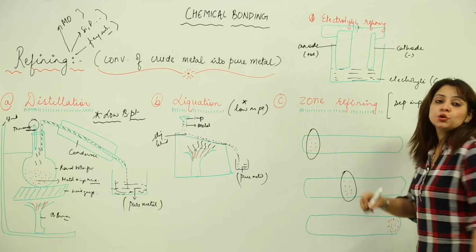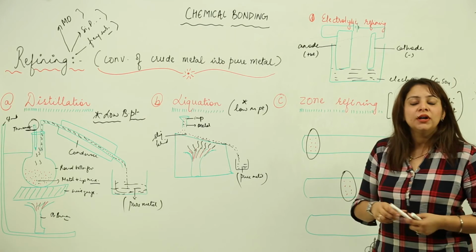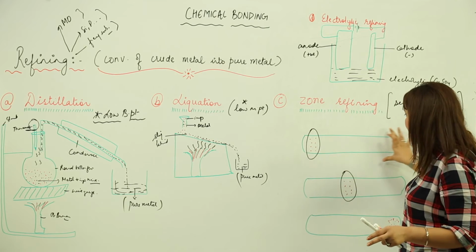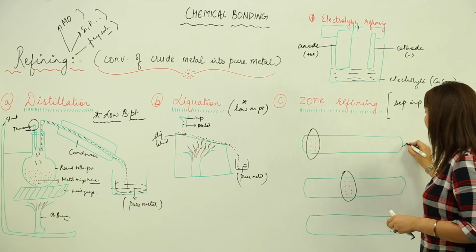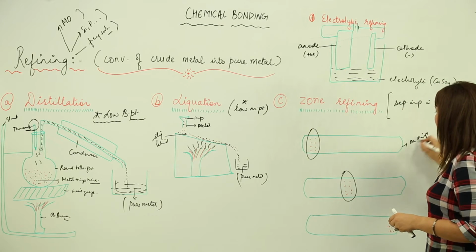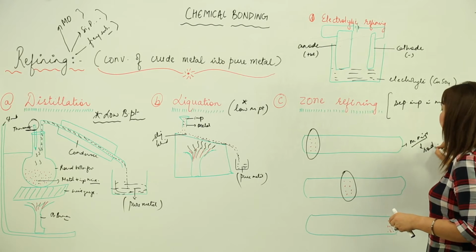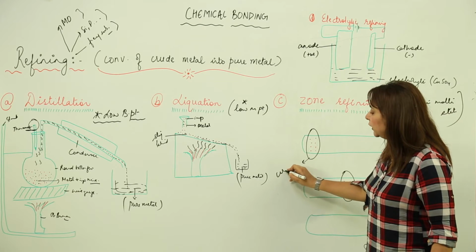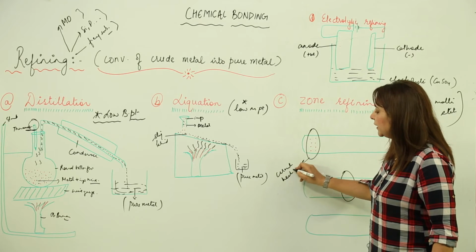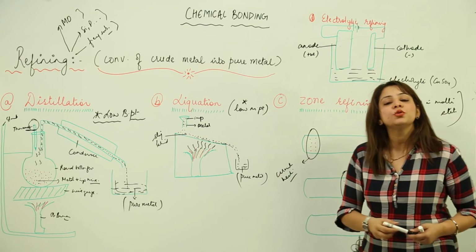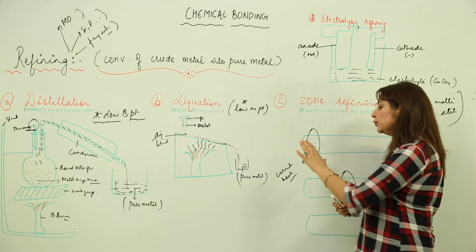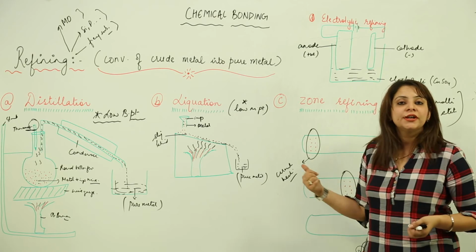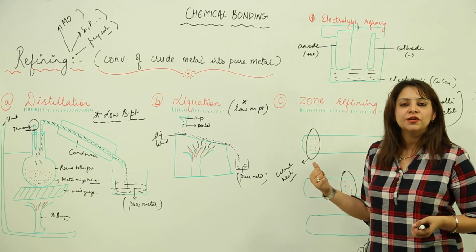So what I am going to do here is convert that metal with impurities into a rod form, as you can see, this green one. This is my metal with impurity mixture converted into a rod, and this is my circular heater. You know that there is a specific property that this circular heater is movable.